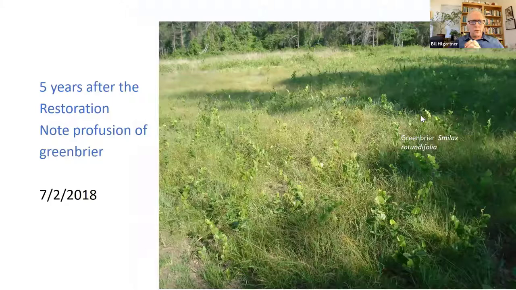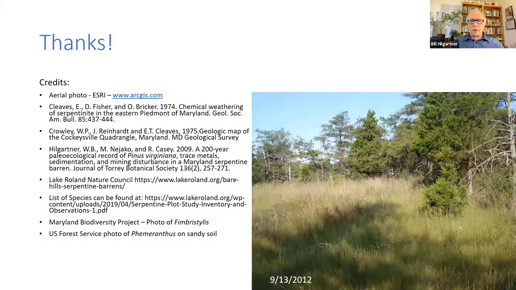Five years later, after the restoration, though, you can see a fair amount, or a lot, of smilax, greenbrier, coming up. And this still needs to be controlled. I understand it's getting more controlled by some recent activity, but there you have it. So that's pretty much it. Thank you for listening.